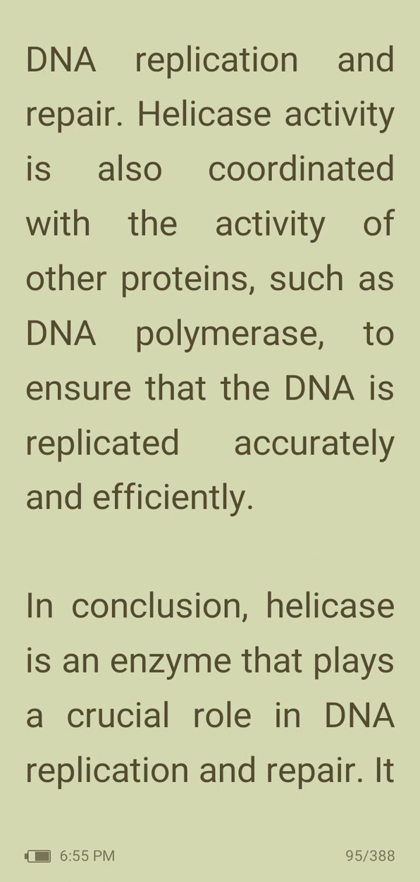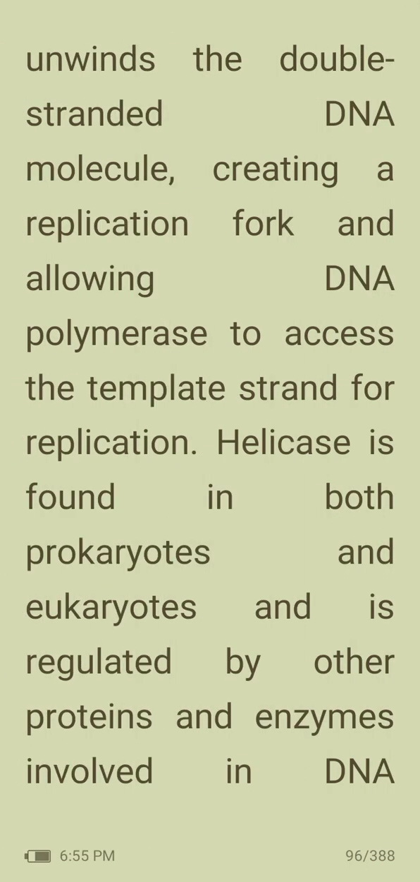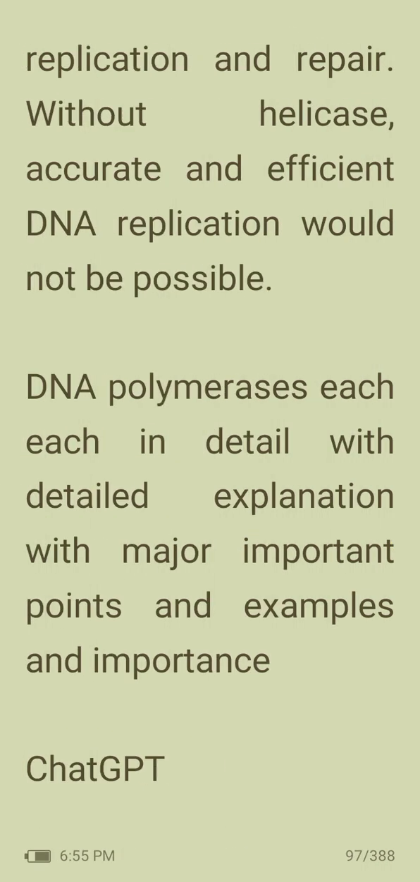So, in conclusion, helicase is an enzyme that plays a crucial role in DNA replication and repair. It unwinds the double-stranded DNA molecule, creating a replication fork and allowing DNA polymerase to access the template strand for replication. Helicase is found in both prokaryotes and eukaryotes and is regulated by other proteins and enzymes involved in DNA replication and repair. Without helicase, accurate and efficient DNA replication would not be possible.